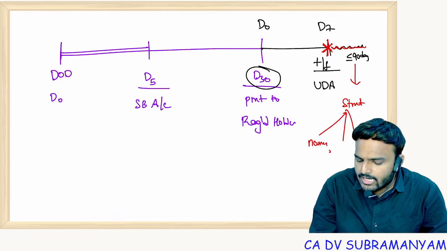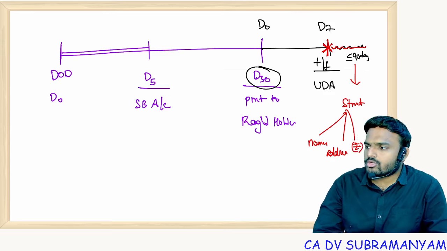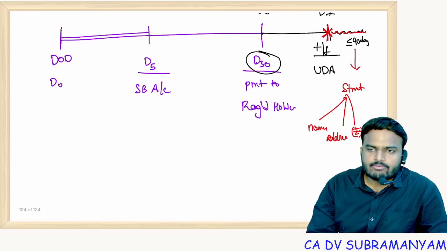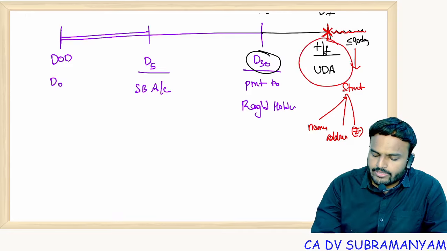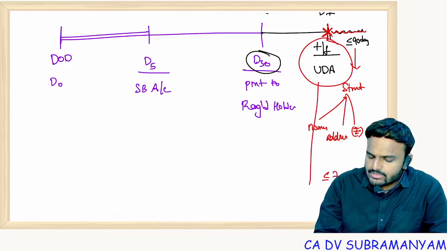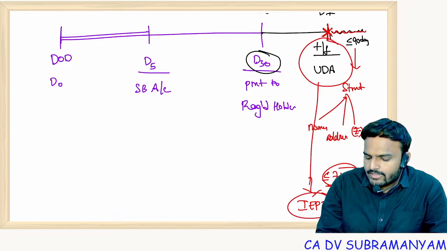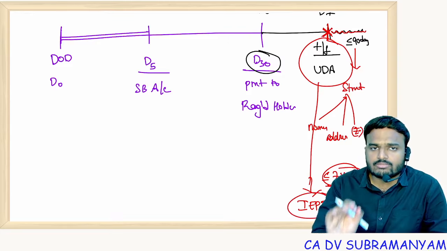Names, latest known address, and dividend amount due. Publish it on 2 websites, the company website and the government notified website. Once the amount is transferred to the unpaid dividend account, wait for 7 years. After 7 years, transfer that amount to IEPF. So you have to file a statement with the IEPF authority. They will give you an acknowledgement.